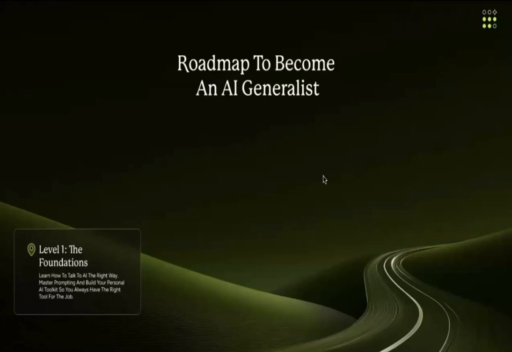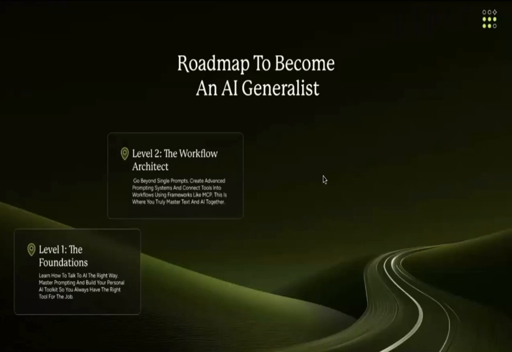Level 2 of this is essentially something called a workflow architect, where you go beyond simple prompts, where you build advanced prompting systems and connect multiple AI workflows using frameworks, something called Model Context Protocol or MCP, which I'm going to talk about tomorrow in the first session. This is where you truly master text and AI and start automating things at level 2, where you become a workflow architect.